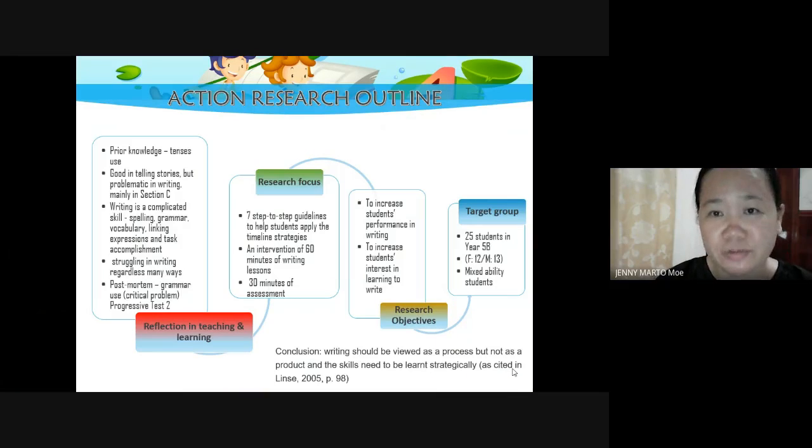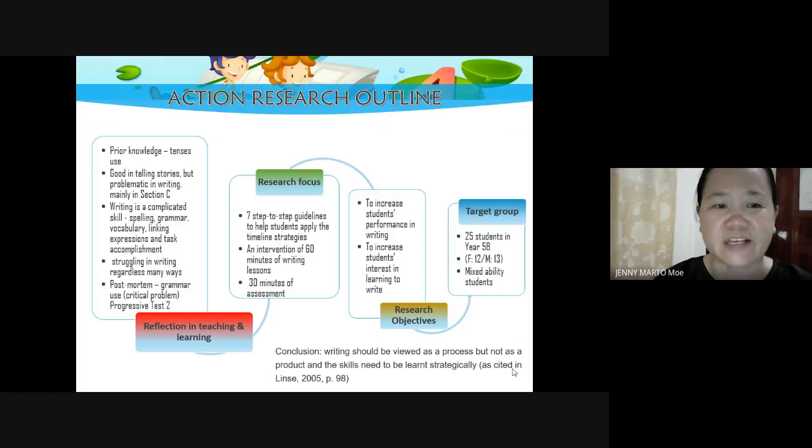This is my action research outline. There are reflection in teaching and learning, research focus, and research objectives. For my reflection in teaching and learning, I have found out that most of my students already have their prior knowledge, meaning they already know how to use the tenses. They are also good in telling stories, but a little bit problematic in writing, mainly in section C.